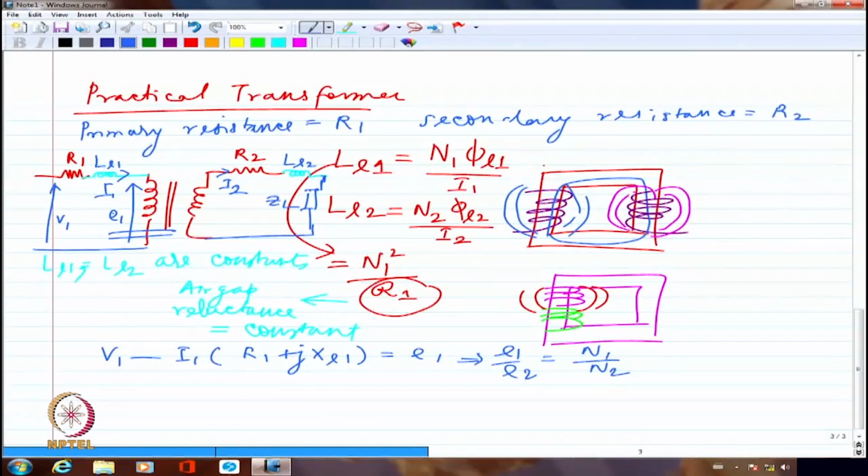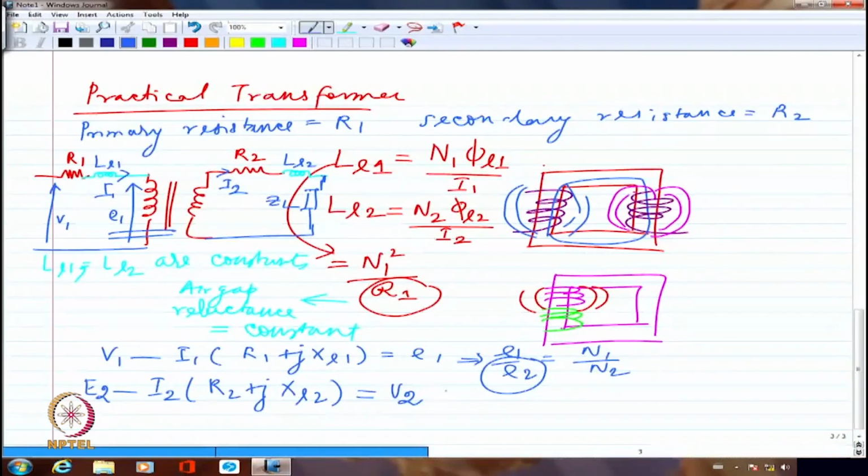Right? Now, this is essentially the voltage that is available in the secondary, E2. So from E2, again I should have I2 times R2 plus jXL2 dropping, and the rest of what is available will be the terminal voltage. So I am going to have the terminal voltage V2, or what is available across the load. This is also V load. The same voltage is V load. So V load clearly is less than E2.